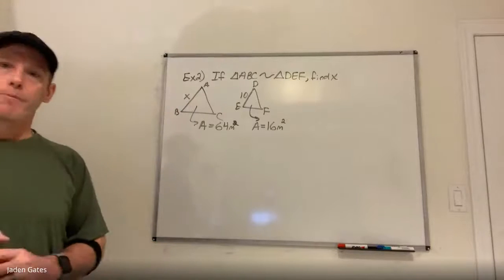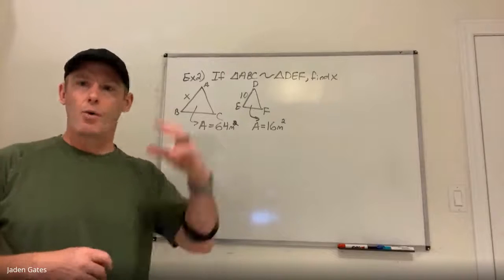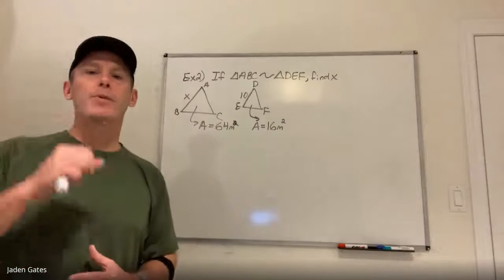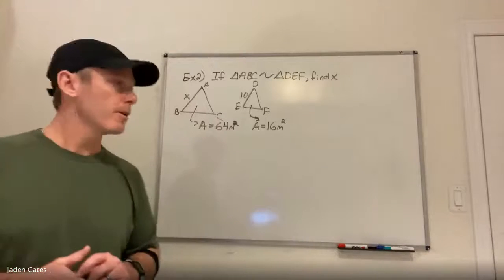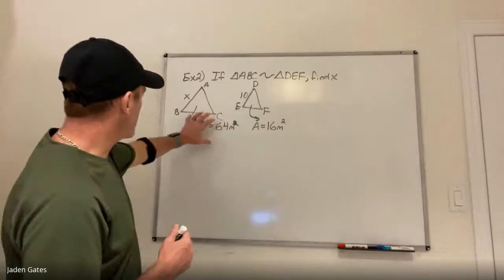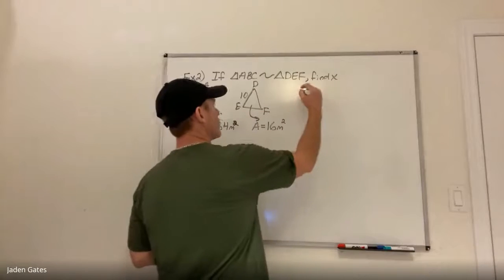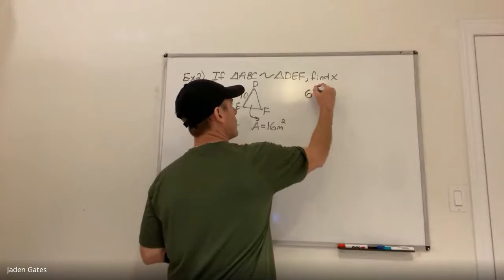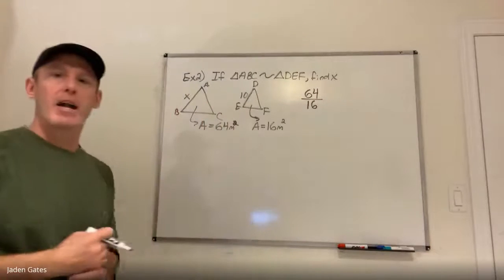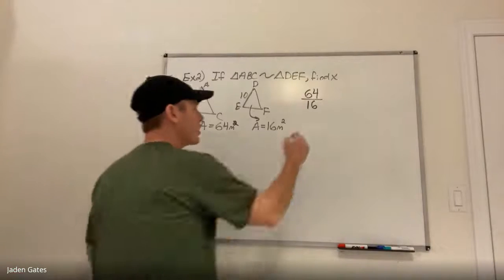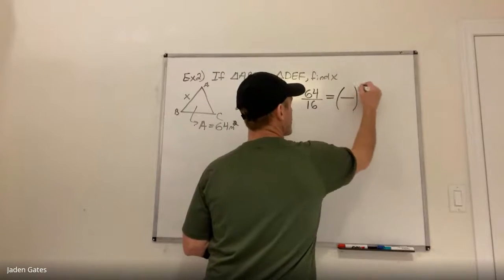Now, property number 3 says if you take the ratio of the areas, so take one area divided by the other, it is going to be equal to one of the side ratios squared. So I'm going to take the area of my triangle on the left and divide it by the area of the triangle on the right. So 64 divided by 16. That is my area ratio. It is going to be equal to one of my side ratios squared.